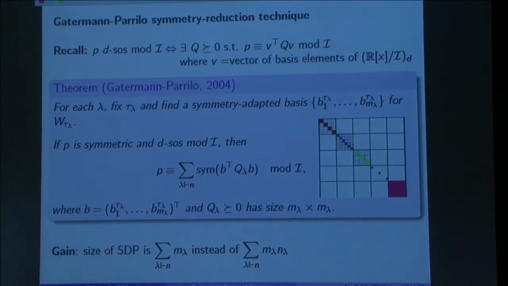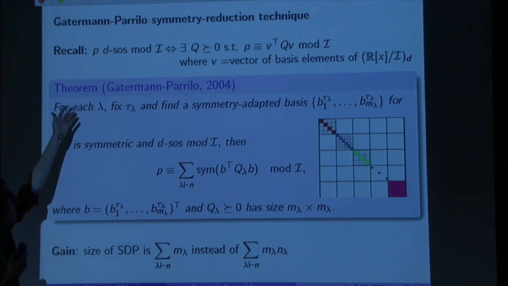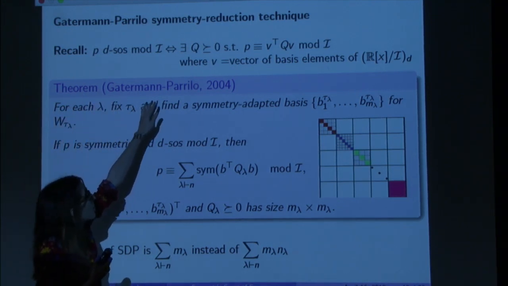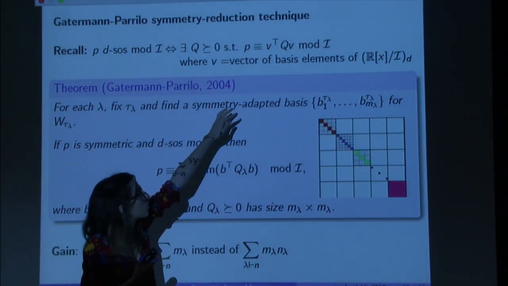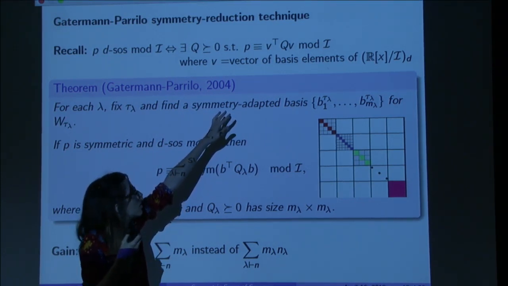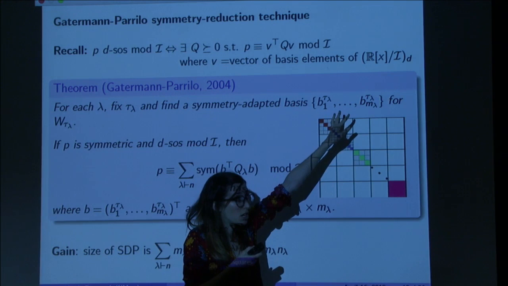Okay, so we're not the first people who have thought about using symmetry for sums of squares. The groundbreaking work was done by Karin Gatermann and Pablo Parrilo in 2004. So what was their idea? They said, okay, how do we do sums of squares modulo an ideal? We say that P is a sum of squares of degree D modulo my ideal if and only if there exists a positive semi-definite matrix Q such that P is equal to V transpose QV plus some H that is in my ideal, right? Some H that I know is 0 for every point that I care about, where V is a vector of basis elements of the elements of degree at most D of my quotient ring.